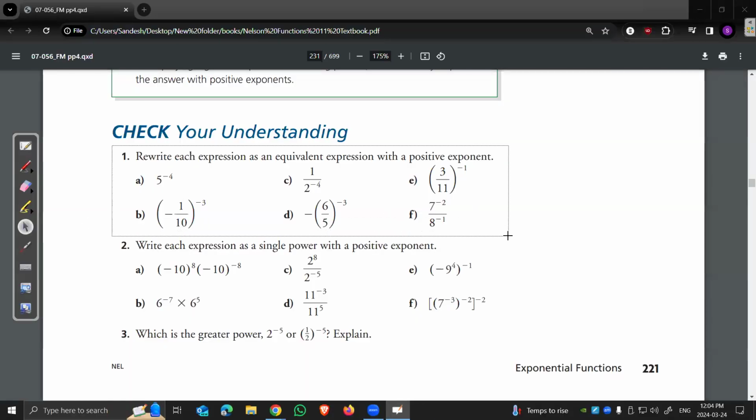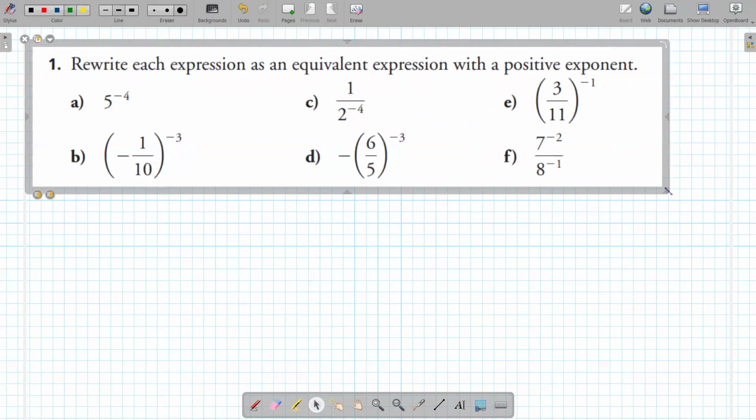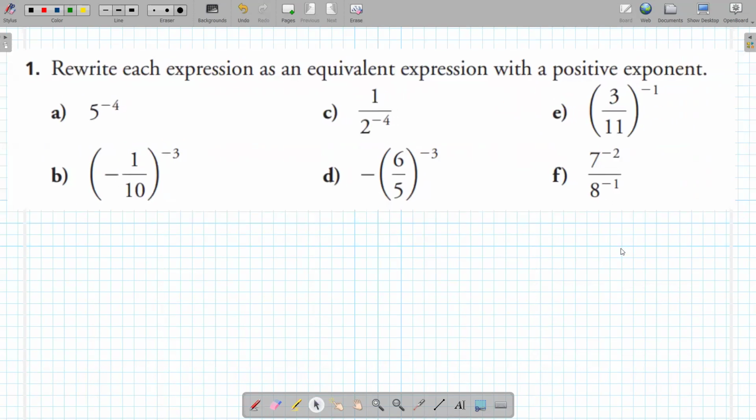And almost all of these are going to be one-step answers. So we just have to write them or rewrite them with a positive exponent. Five to the negative 4, first one. How can we make this negative 4 positive? Remember, move 5 to the power of 4 under 1. So for A, it'll be 1 over 5 to the power of 4. You want to either throw it in the numerator or in the denominator to change the sign.